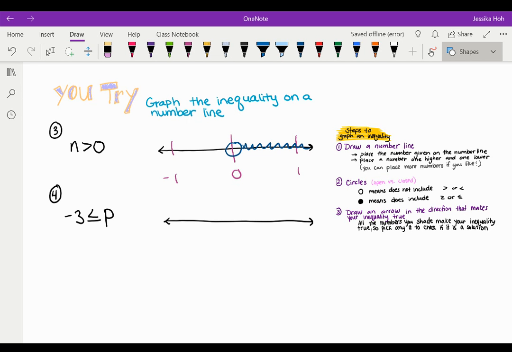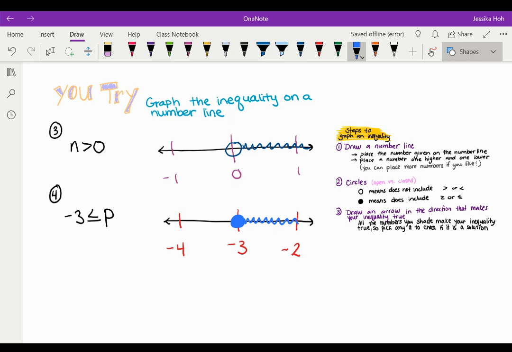This next one looks a little different. You can see that our variable is on the right side, not on the left side like you've been normally seeing it. Write -3 in the center, -4 to the left, and -2 to the right. This is a less than or equal to, so I'm going to shade it in because it's including -3. -3 is less than or equal to p.